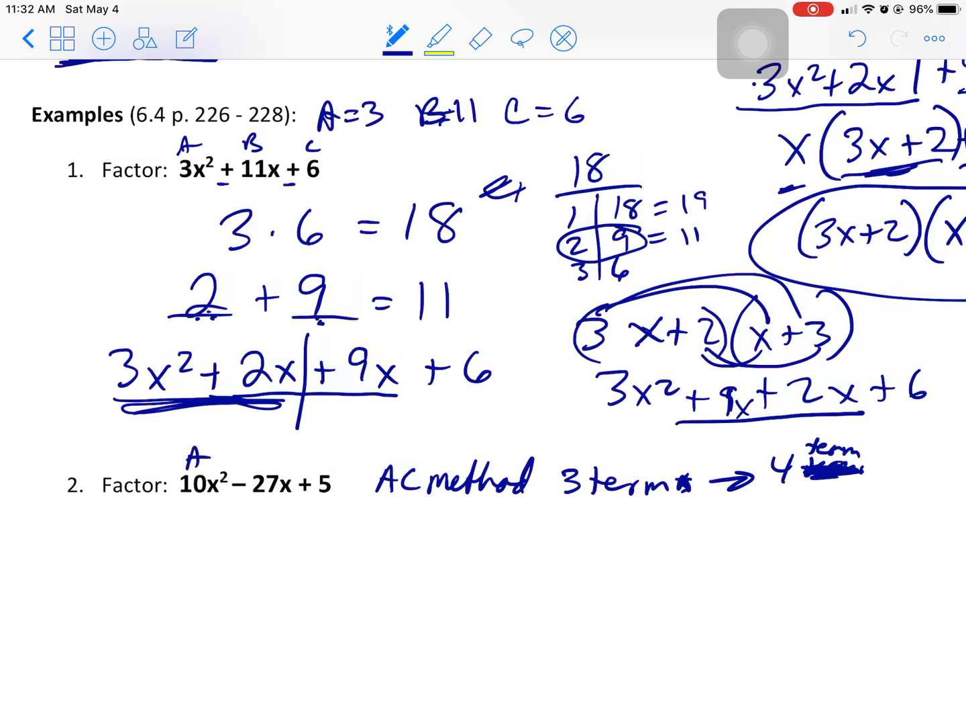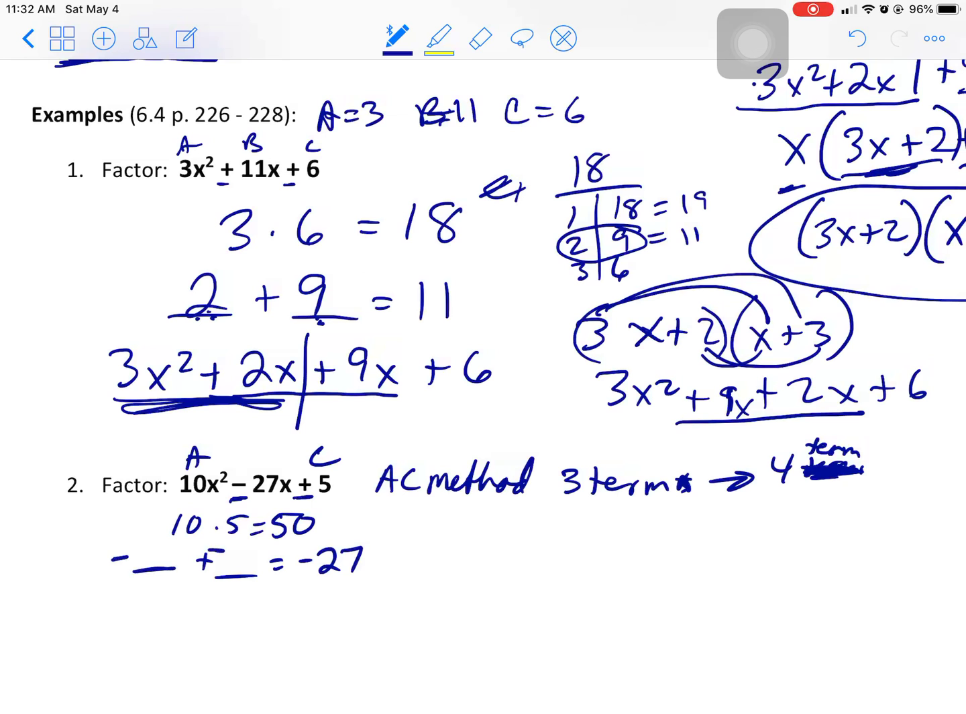We take the A and multiply it by the C. So 10 times 5 is 50. And then factors of 50. Sorry, you probably can't read that. Factors of 50 that bring us to 27. Now, I do one more thought here. This is a negative and then a positive. So my answer is going to have two negatives in it.